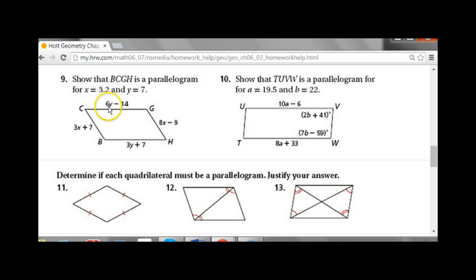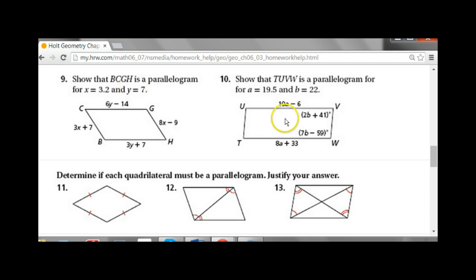Next, we're going to plug in 7 for y. 6 times 7 minus 14 gives me 28. And 3 times 7 plus 7 gives me 28. So I put CG equals 28 and BH equals 28. CG is congruent to BH. Therefore, since both pairs of opposite sides are congruent, BCGH is a parallelogram.